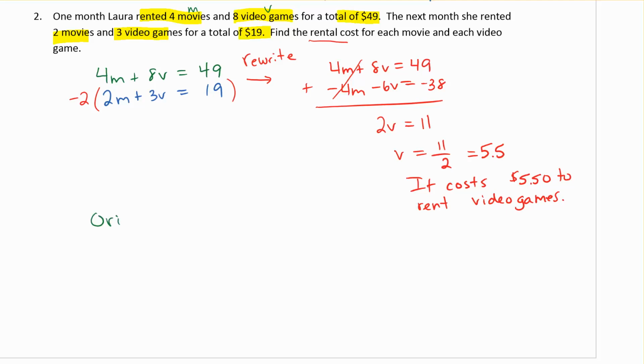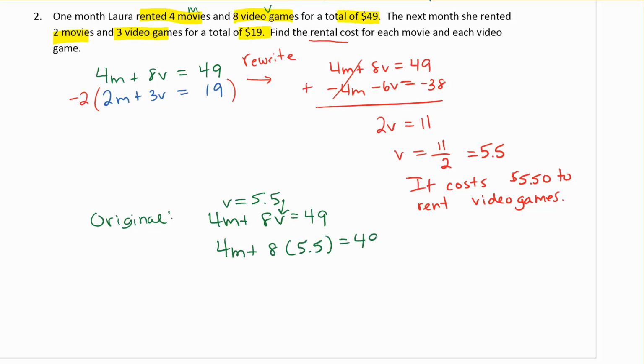So original, let's just take that top one, 4M plus 8V is 49, and I know that V is 5.5, so I can go back to that for plugging it in. Plug that in. So 4M plus 8 times 5.5 equals 49. So now 8 times 5.5 equals 44. So 4M plus 44 equals 49.